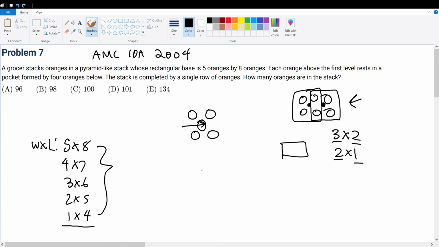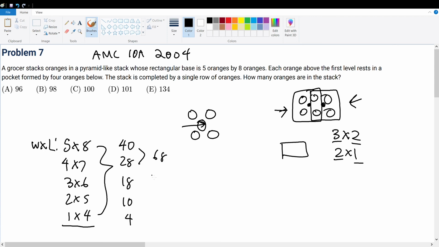And this is a great problem-solving strategy. If you do not understand a complex scenario, give yourself a simple one, digest it, and then tackle the hard one. So from here, if it's a 5 by 8 stack, then that's 40. 4 by 7, that's 28. 3 by 6 is 18. 2 by 5 is 10. 1 by 4 is 4. So we just sum them up and we're done.